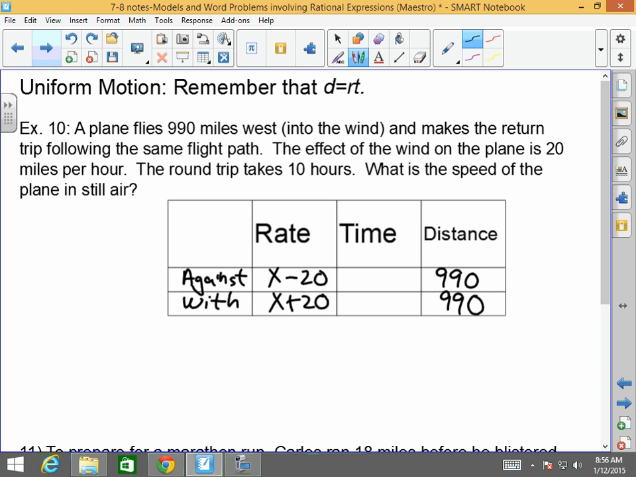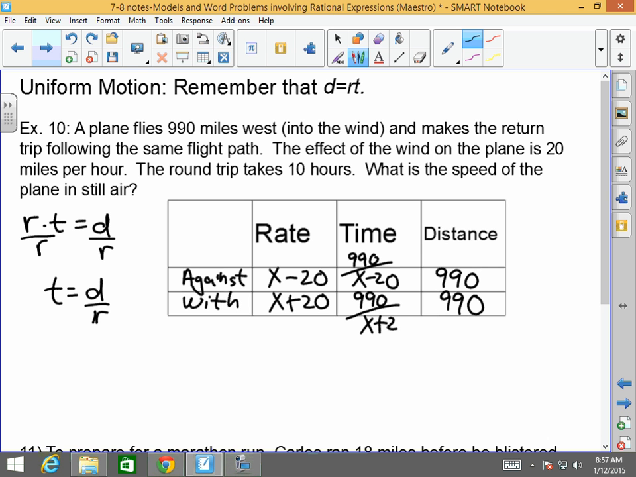Now, you may still be saying to yourself, that's really nice and all, but we're still missing time. Are we really? Remember that rate times time equals distance. So doesn't time really equal distance divided by rate? So the time going against the wind is 990 over x minus 20. No, you do not have to do synthetic division. And the time going with the wind is 990 over x plus 20.